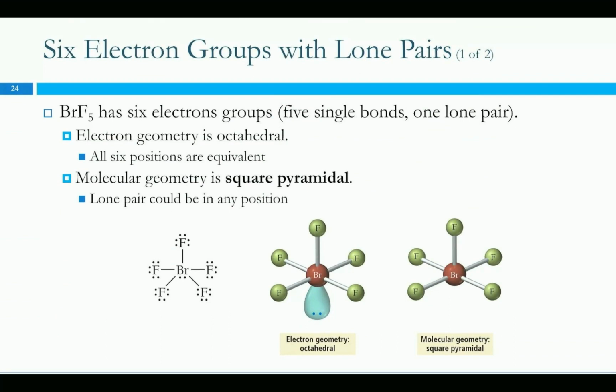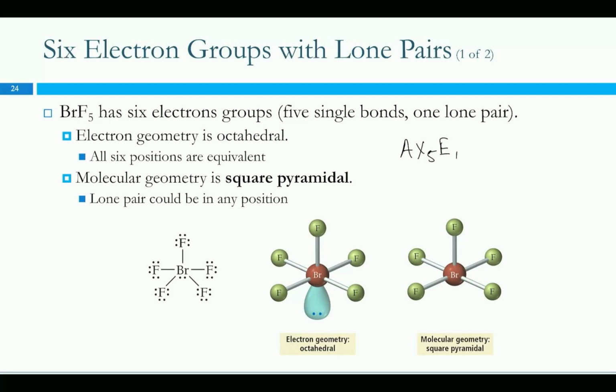So 6 electron groups with lone pairs. Again, we're just doing the same thing where this would be AX5. The base shape is going to be the octahedral. And now the octahedral is a little bit different because all of my bond angles in an octahedral are 90 degrees. So axial versus equatorial doesn't really matter.